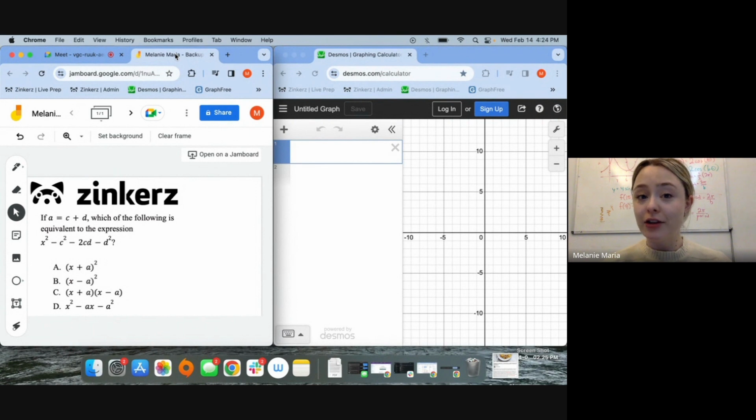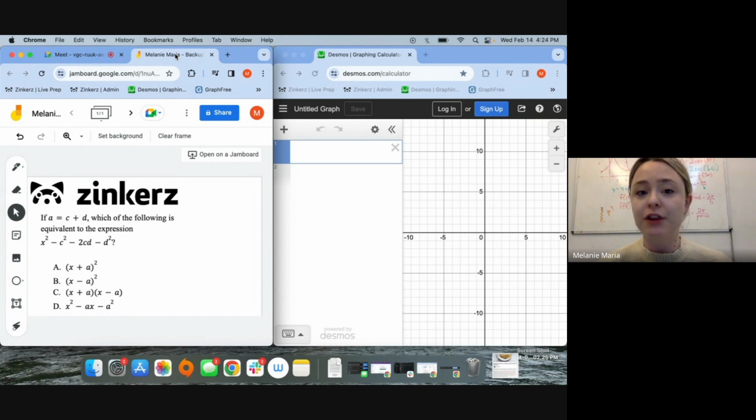Let's take a look at another digital SAT question and how we can use Desmos to help us solve it. This question says, if A equals C plus D, which of the following is equivalent to the expression x squared minus c squared minus 2cd minus d squared? Lots of variables floating around here. Don't let that scare you.